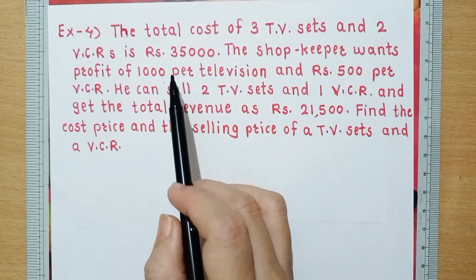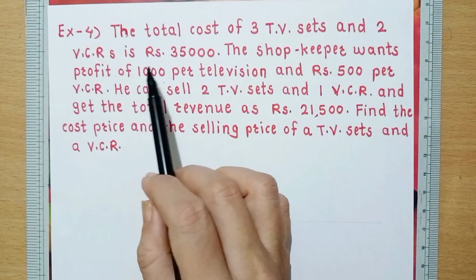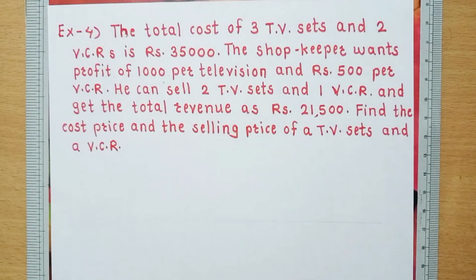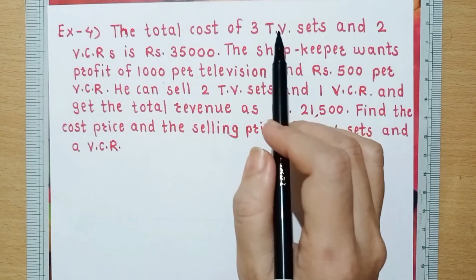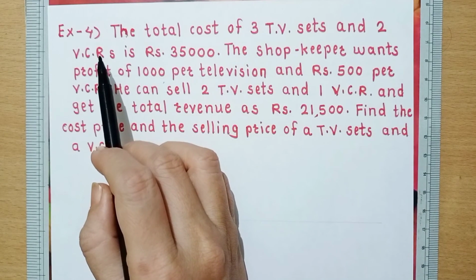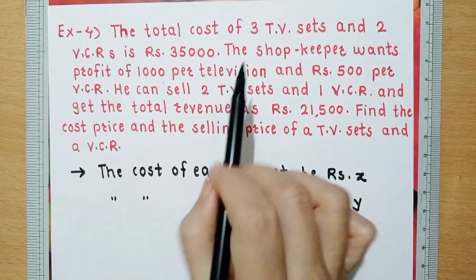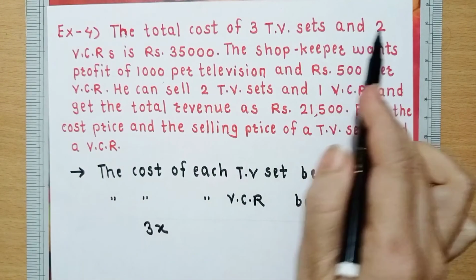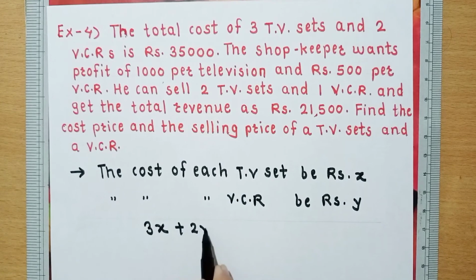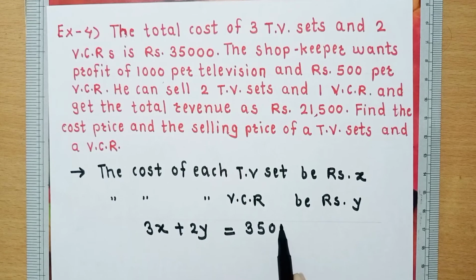This is our fourth example. The total cost of 3 TV sets and 2 VCRs is rupees 35,000. So first assume the cost of each TV set be rupees x and each VCR be rupees y respectively. Therefore by the first condition, 3x, 2 VCR means plus 2y, this total cost is 35,000. See, this is the first equation.